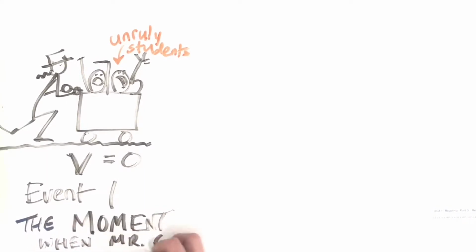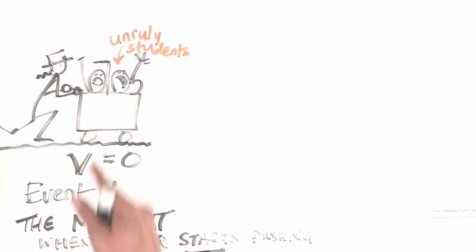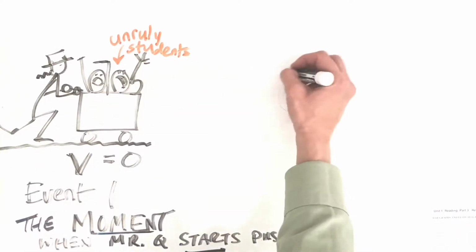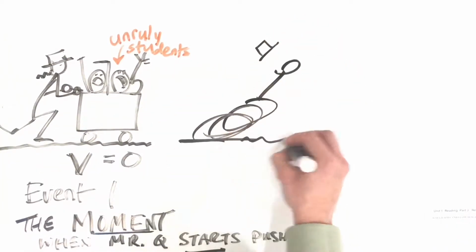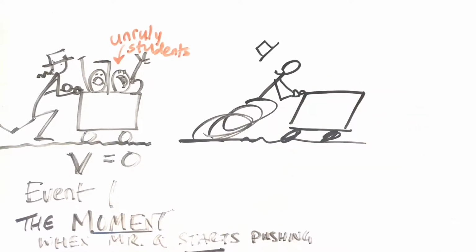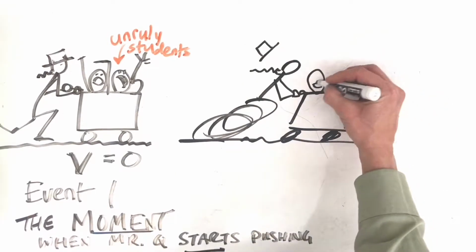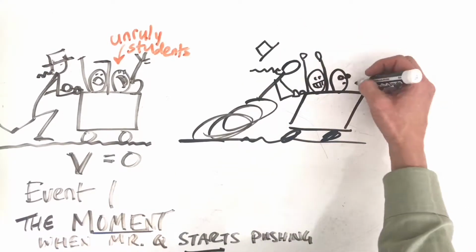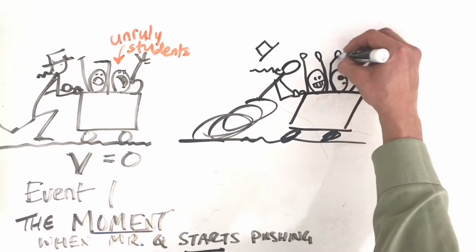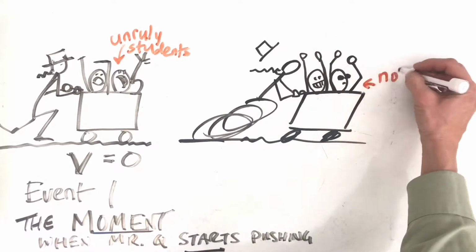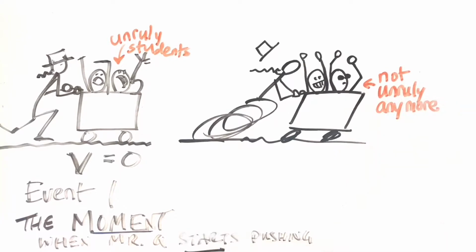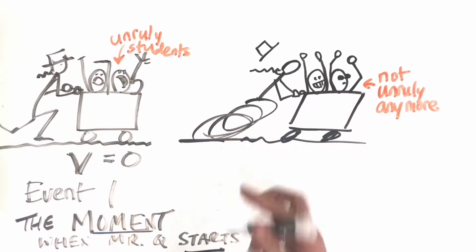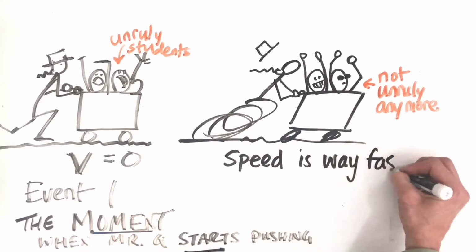And we go ahead and think about it. This is the moment when Mr. Q starts to push the cart. We're going to be focusing on moments in time. So later on, let's pick a different moment in time. Maybe Mr. Q is running really fast, the cart's really speedy here, and now the kids, I don't know, they don't look like they're unruly anymore. They look like they're actually having fun.